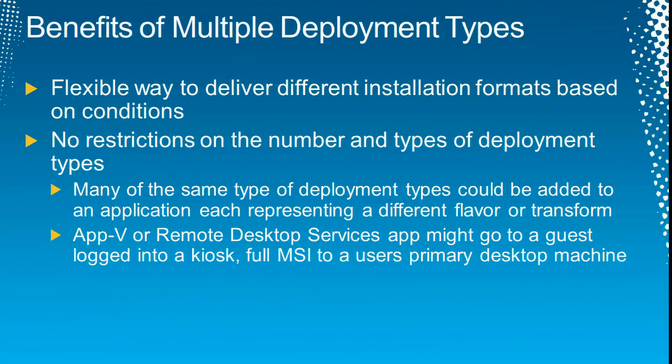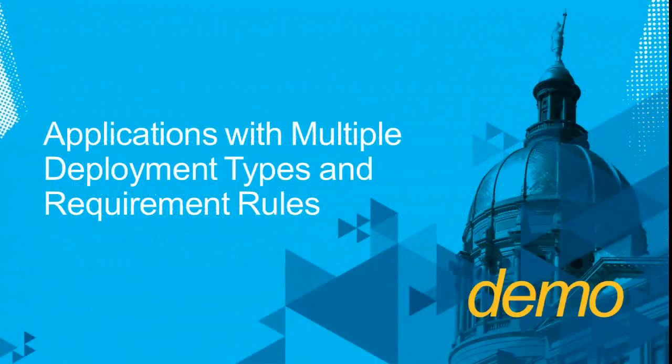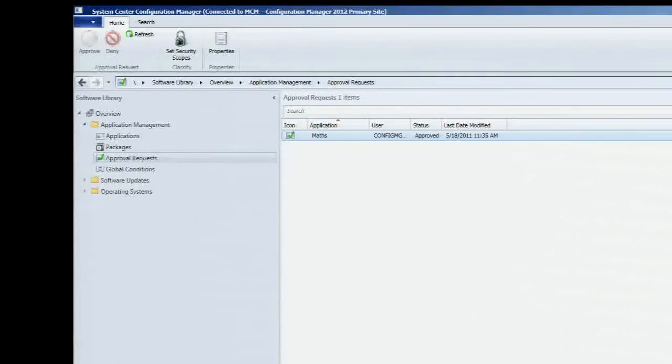So you can create as many deployment types as you want. You can have as many MSI-based deployment types. Like if you have 6 programs in a package that are all MSI-based, you can create those same 6 programs here as different deployment types for the same application. Traditionally, you would think of it as MSI and then an AppV, which is what I'm going to show you here.